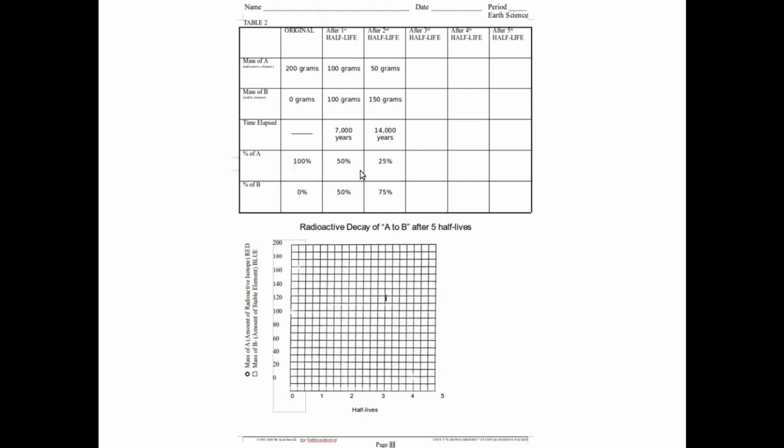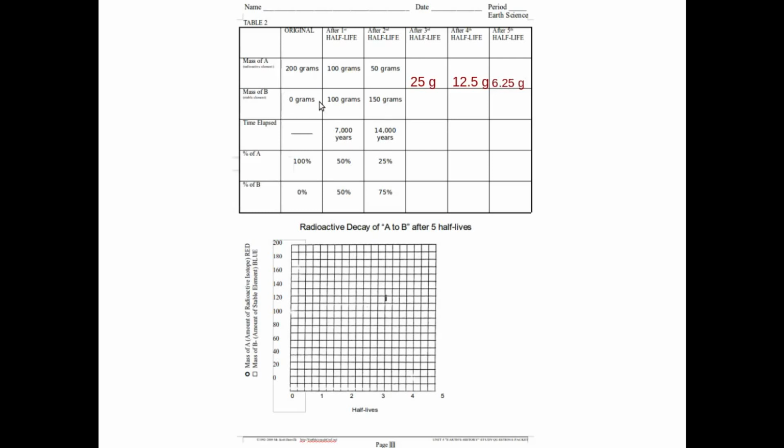And then 25% of that original amount is half of the second amount, so that's 50 grams. So to figure this one out, we simply take the 50 and we cut it in half, and we get 25 grams. 25 grams in half is 12.5 grams, and then 6.25 after 5 half-lives. So because we started with a larger amount of radioactive material in a rock, we end up after 5 half-lives with more of that sample.